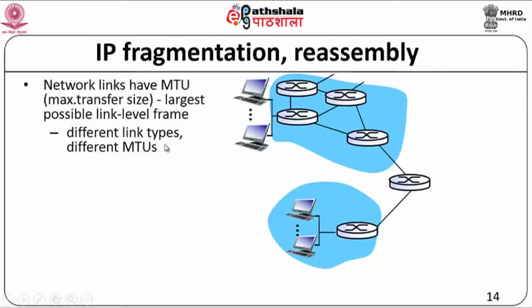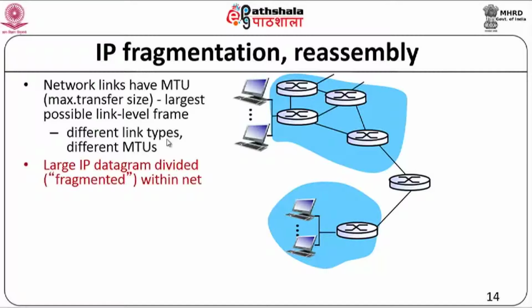Now, different link types will have different MTUs. Ethernet can carry 1500 bytes, FDDI can carry 4500 bytes and so on. So, different links will have different capacities. If I am sending a large packet on a particular link, and it has to go through a router to another link which can carry only a smaller sized packet, what we will have to do is break that down into smaller packets.